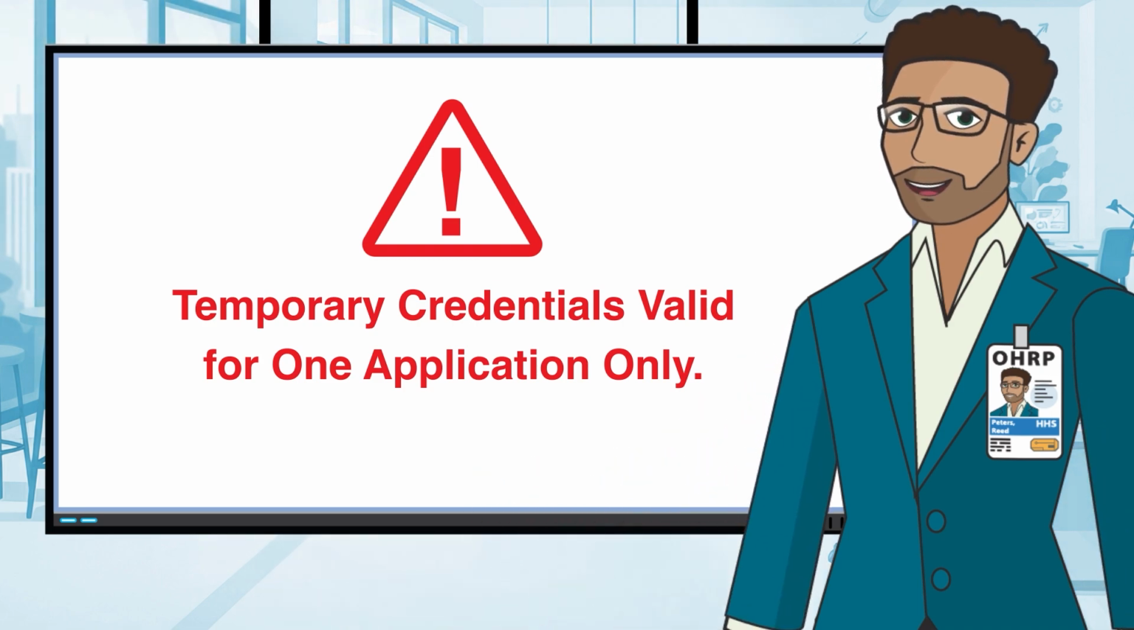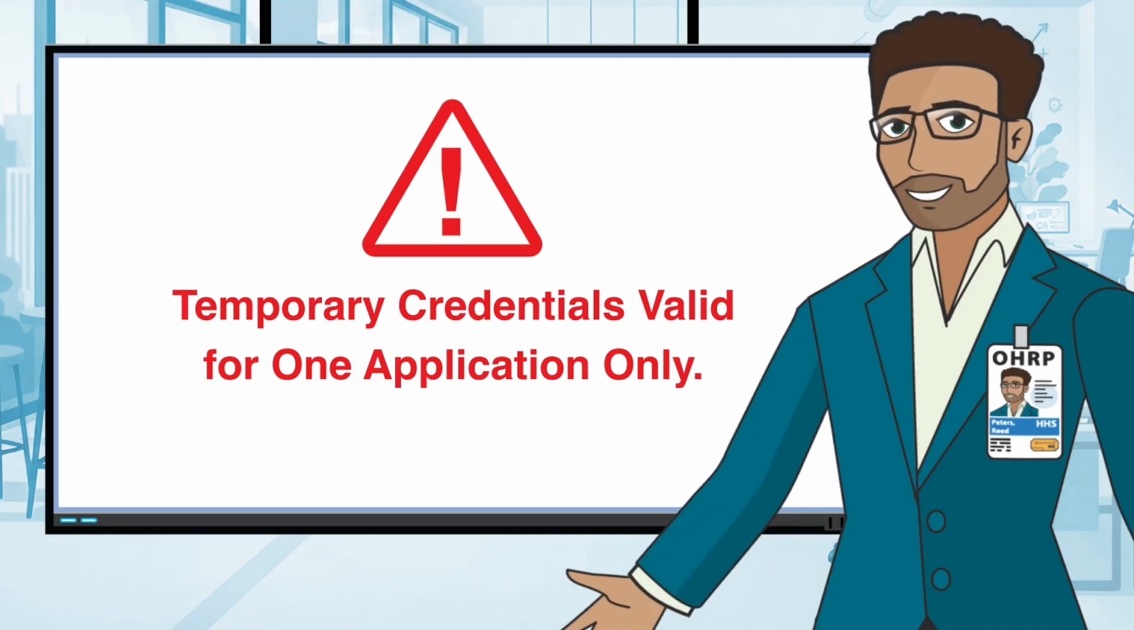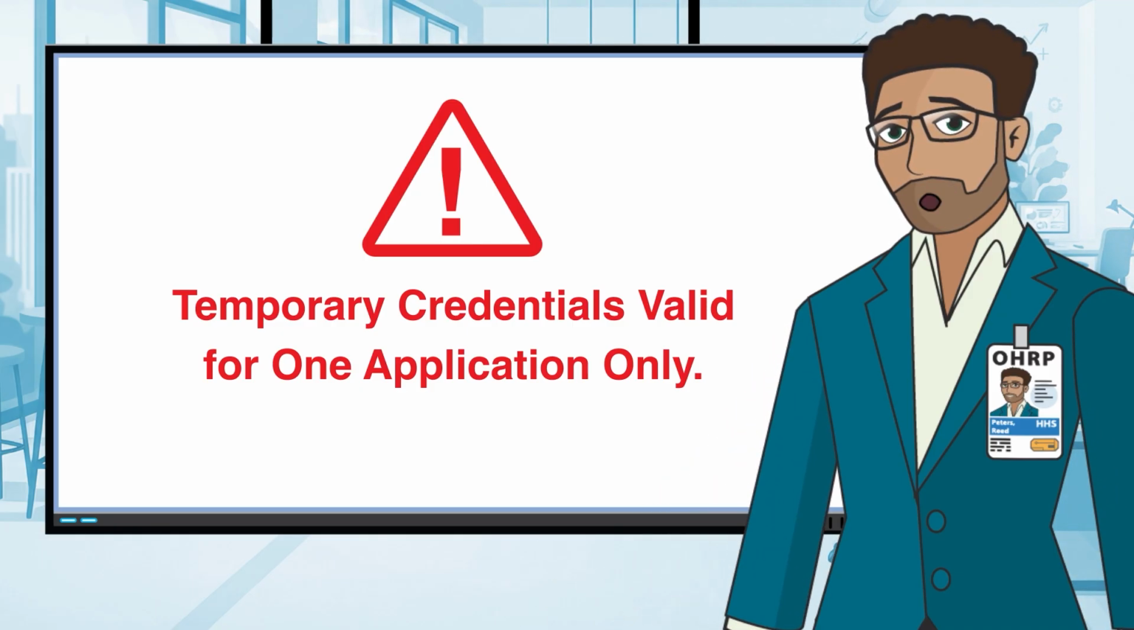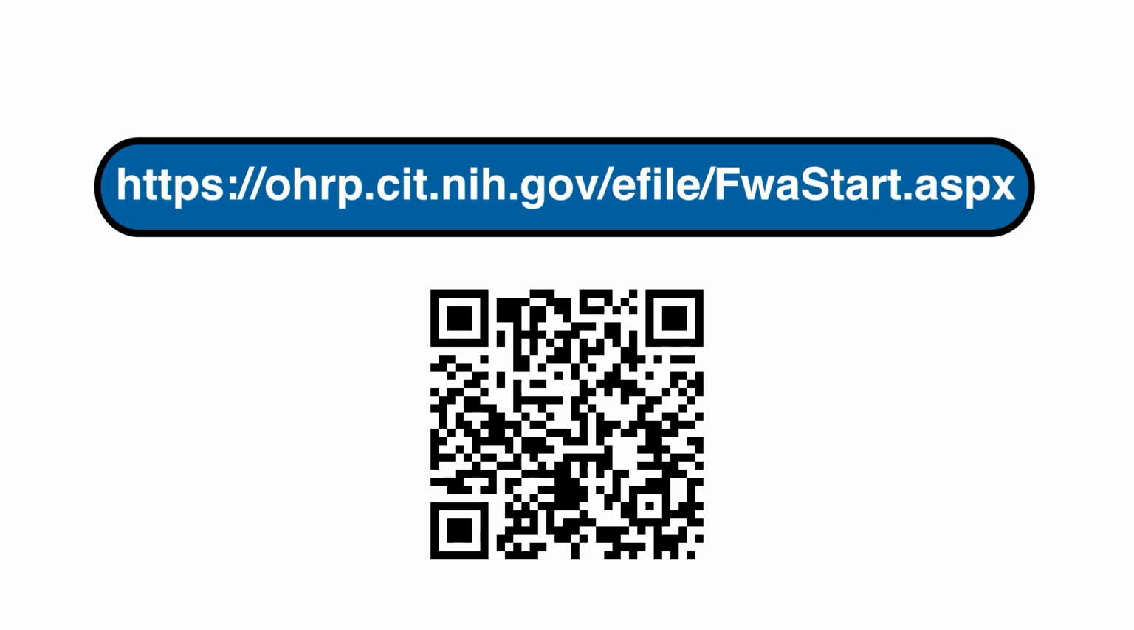So every time you apply for a new FWA, update one, or renew one, you'll need to get a brand new submission number and create a new password. Step-by-step walkthrough, Part 2. But what if you misplace that number before you finish?